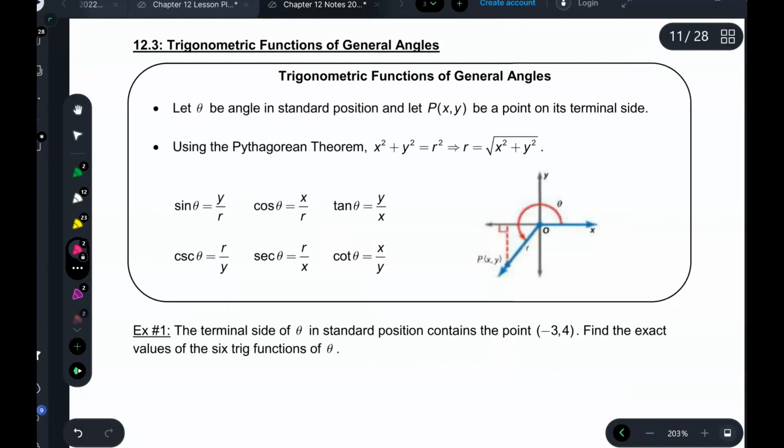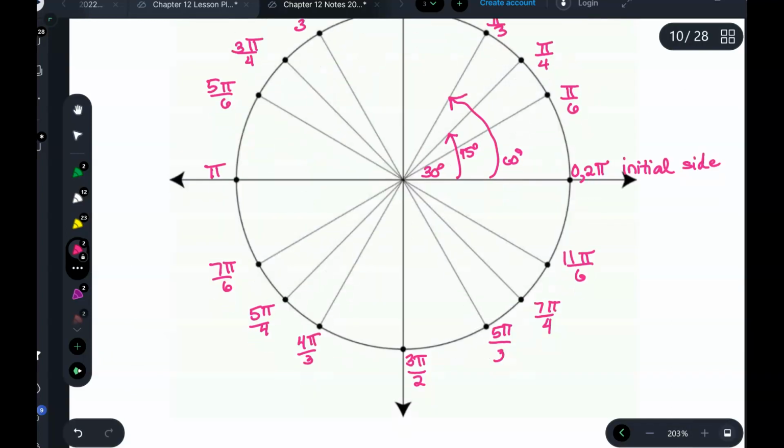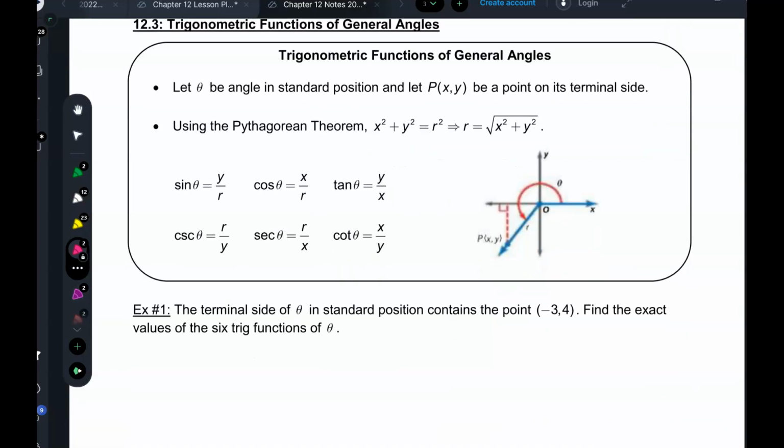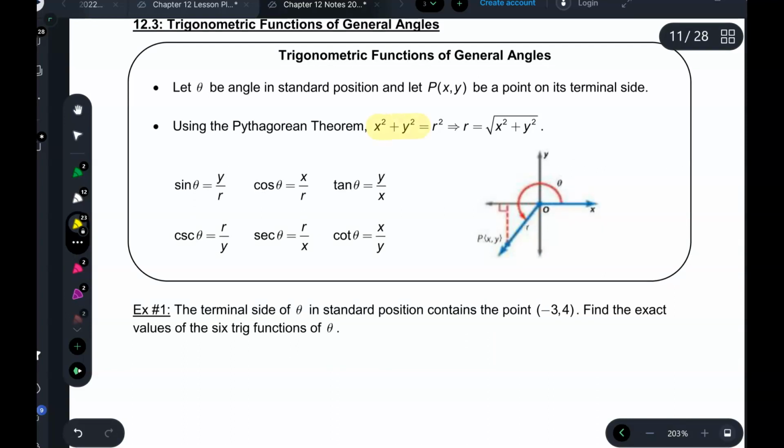Okay, moving along. Why do we need to know those special angles? Why are all those angles special? Because they have special values when it comes to trig functions. So let's start with theta. Theta can be any of these angle measures. So theta could be pi over 4, right? What we want to do is evaluate, and we're going to use the Pythagorean theorem and these values.